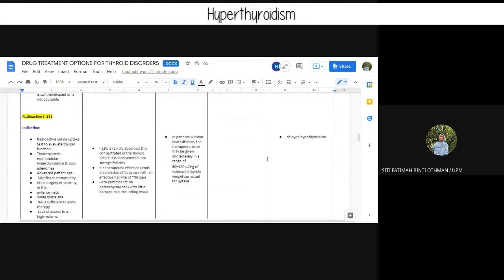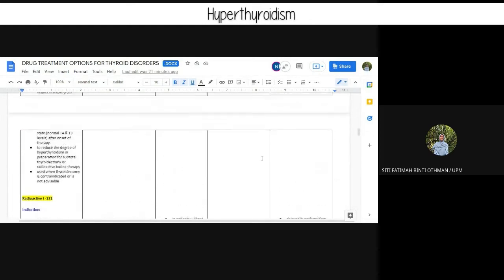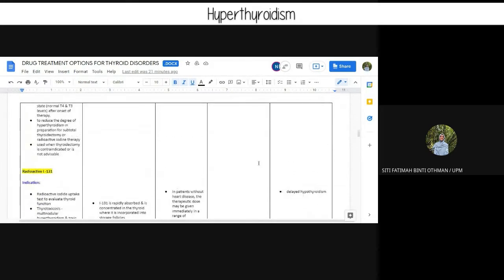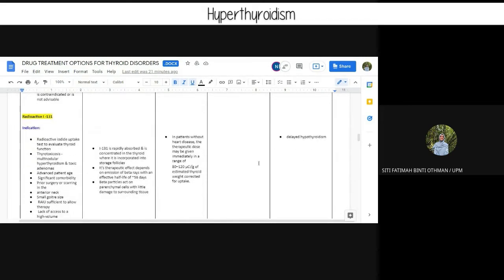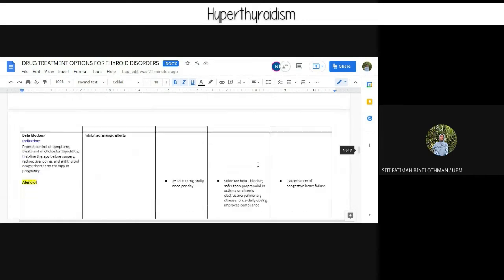Okay, for the dosage regimen for this drug, in patients without heart disease, the therapeutic dose may be given immediately in a range of 80 to 120 microcuries per gram of estimated thyroid weight corrected for uptake. Okay, for the adverse effect for radioactive iodine 131, it can cause delayed hypothyroidism.